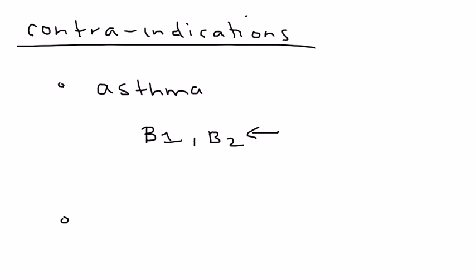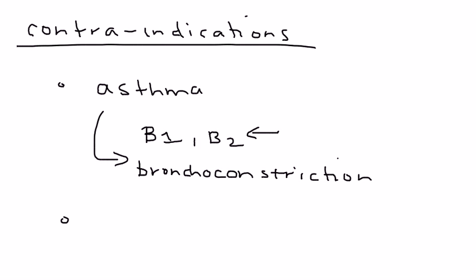When you block the beta-2 receptor, you get bronchoconstriction. And you don't want bronchoconstriction in someone with asthma, because someone with asthma already has bronchoconstriction. So you can throw the person into an even worse situation of asthma, exacerbate their asthma. So avoid propranolol in someone who has asthma. Another situation in which you want to avoid propranolol is with diabetes.